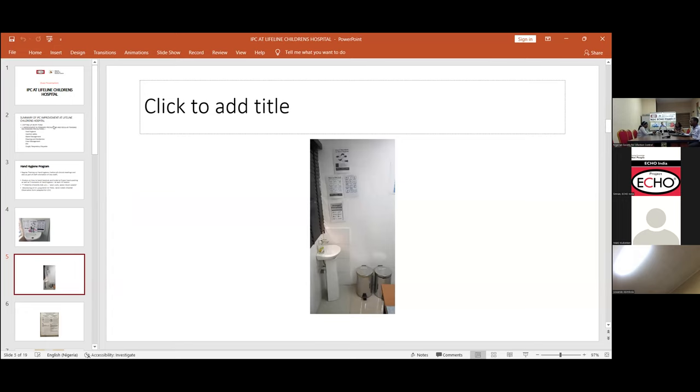Again, this is another hand hygiene station. It's a bit small, you cannot see it properly, but it's got everything, and you can see the two bins, one for the medical waste, which is lined with yellow, that's the one on the left, and the one for the non-medical or domestic waste. So this is also another consortium area.